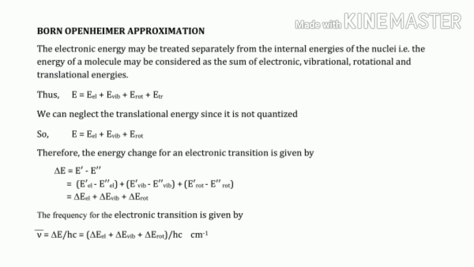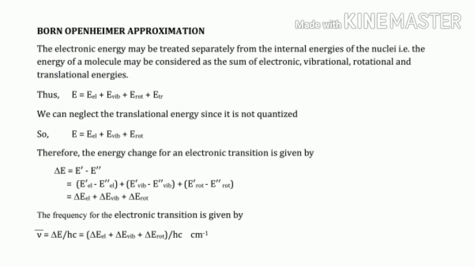According to this Born-Oppenheimer approximation, the electronic energy may be treated separately from the internal energies of the nuclei. That is, the energy of a molecule may be considered as the sum of the electronic, vibrational, rotational and translational energies. So mathematically we can write E = E_el + E_vib + E_rot + E_trans, where all these terms represent the electronic, vibrational, rotational and translational energy.